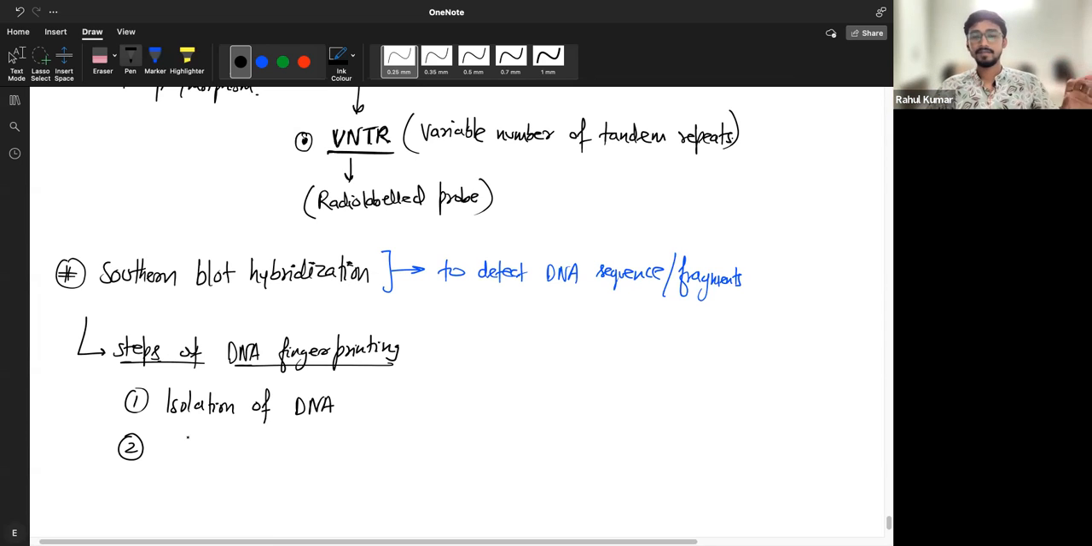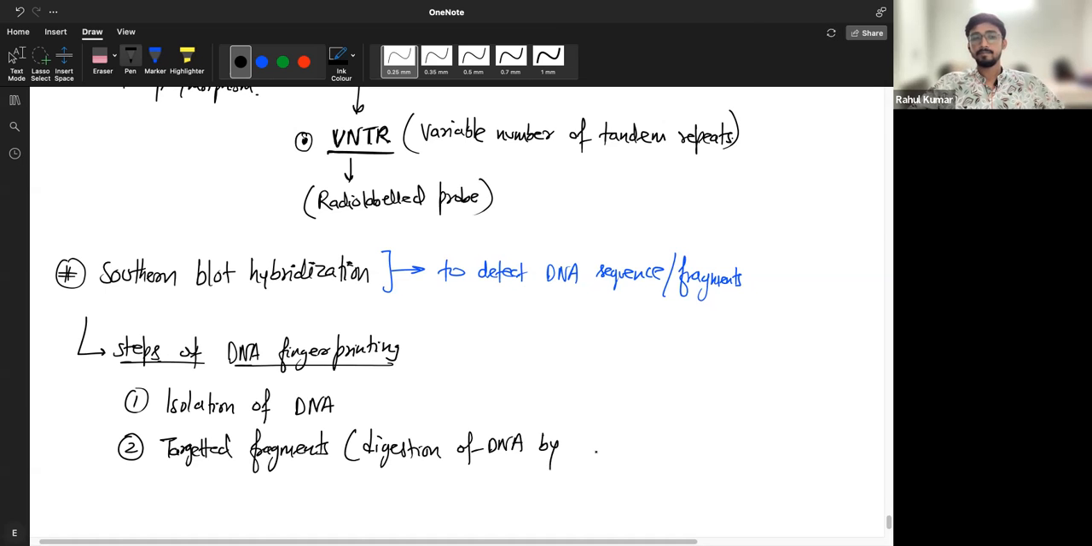No. And we also know which region we are interested in. So we will not make random fragments here. We will make targeted fragments. So write down targeted fragments, which is also known as digestion of DNA.